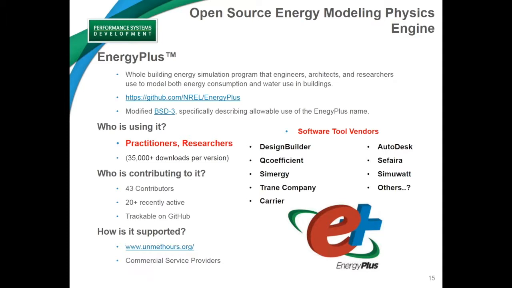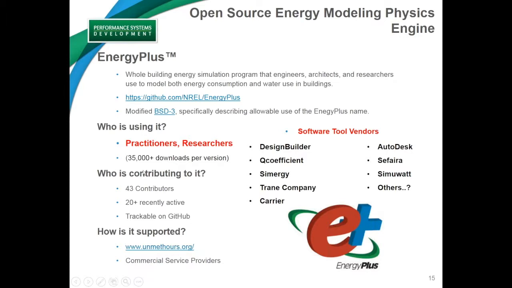Some of them you'll recognize, of course, the train company, Carrier, Autodesk, and so forth. Others are smaller, more startup companies, and I'm sure there are others here that I'm not even aware of. They are using EnergyPlus to avoid having to build their own energy modeling physics engine, because of the modified BSD-3 license that lets them redistribute the EnergyPlus application. It's an interesting case where we have serious investment by software tool vendors. If each of these vendors had to replicate this engine themselves, it just wouldn't be efficient at all.